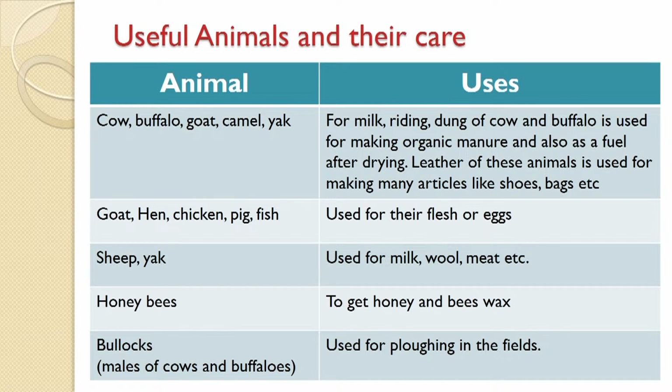Sheep and yak are used for milk, wool as well as meat, and their skin is quite heavy, and that's why their skin is highly valued. Then comes the honeybee. Honeybee is used for the harvest of honey as well as beeswax, and we all know that honey is a very healthy food option for humans.